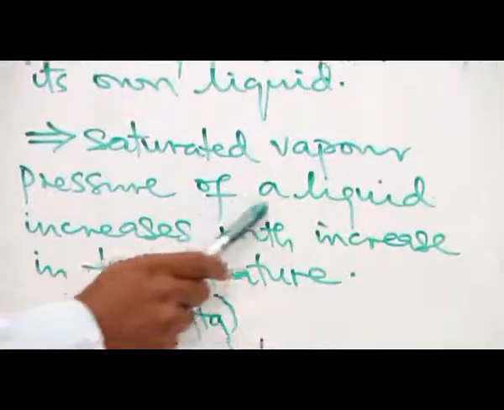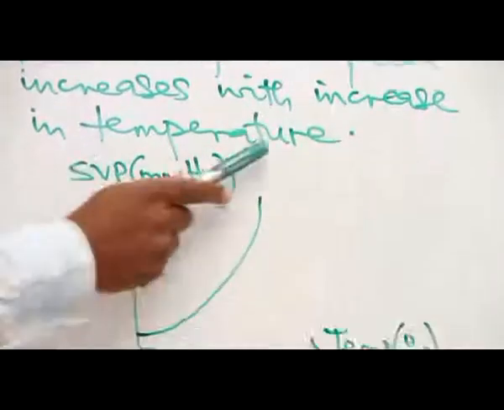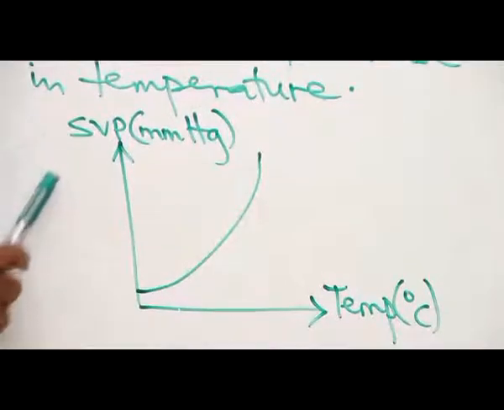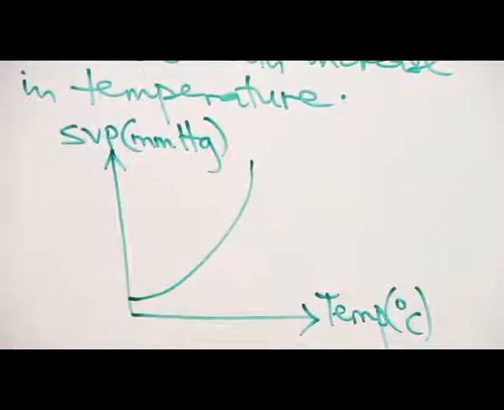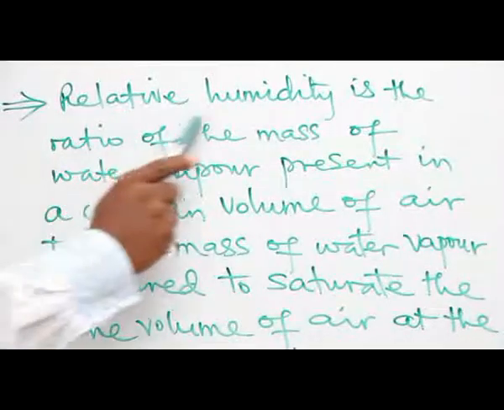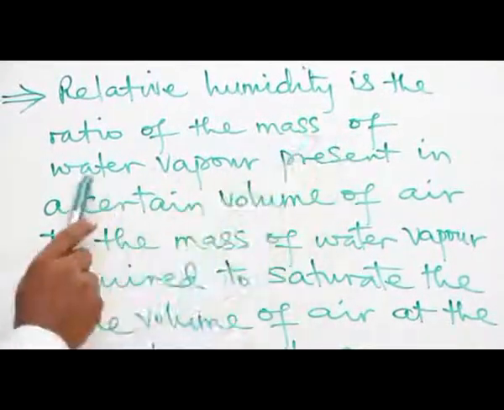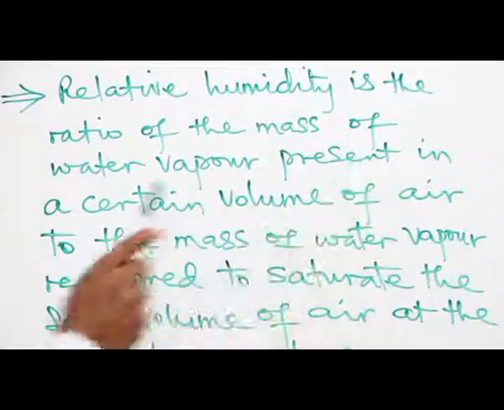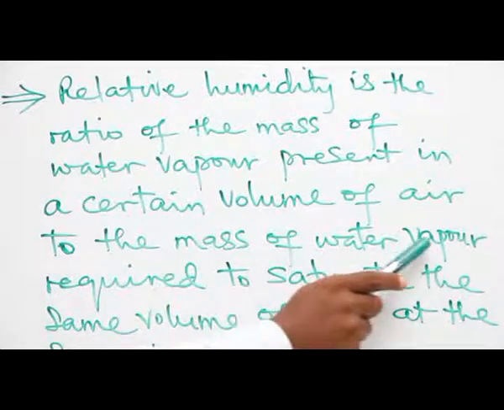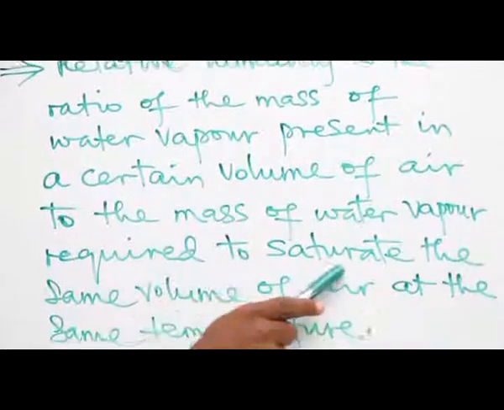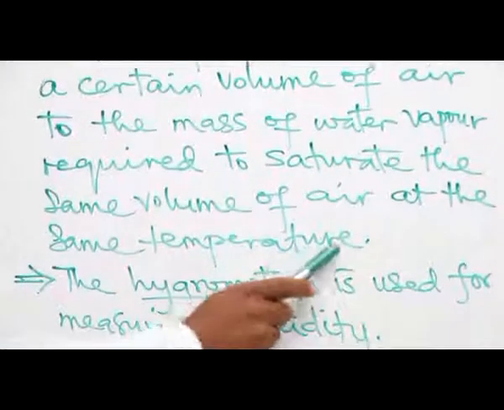Saturated vapor pressure of a liquid increases with increase in temperature, and the relationship between the saturated vapor pressure and temperature is indicated by this graph. Relative humidity is the ratio of the mass of water vapor present in a certain volume of air to the mass of water vapor required to saturate the same volume of air at the same temperature.